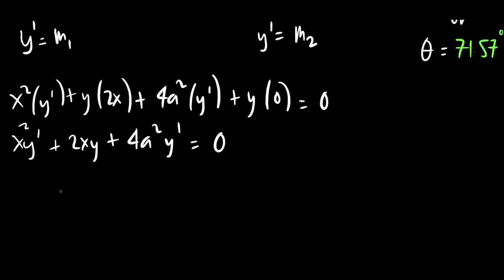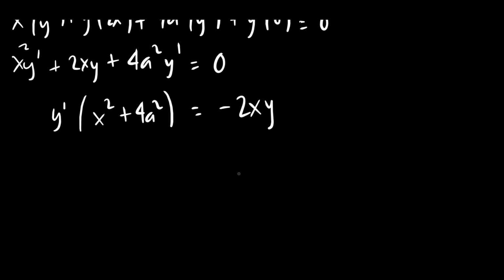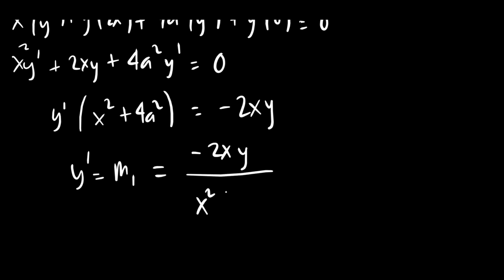So let's combine the y prime. y prime multiplied by x squared plus 4a squared is equal to negative 2xy. So we'll have y prime, which is m1, equal to negative 2xy all over x squared plus 4a squared, right? So this is our value for m1.